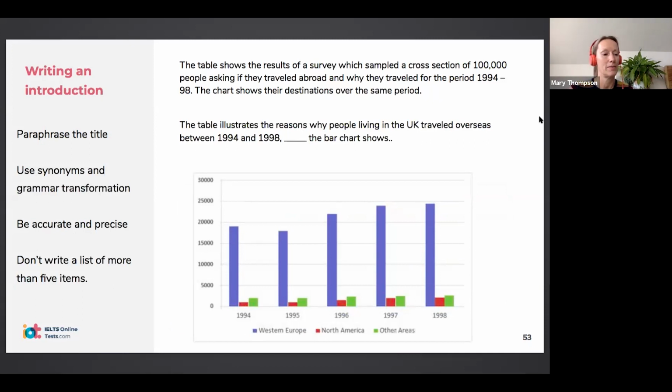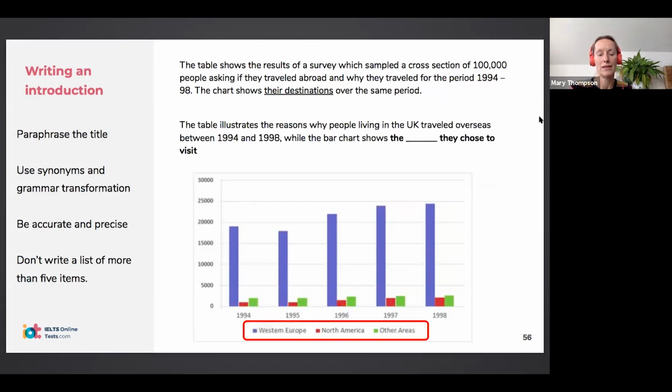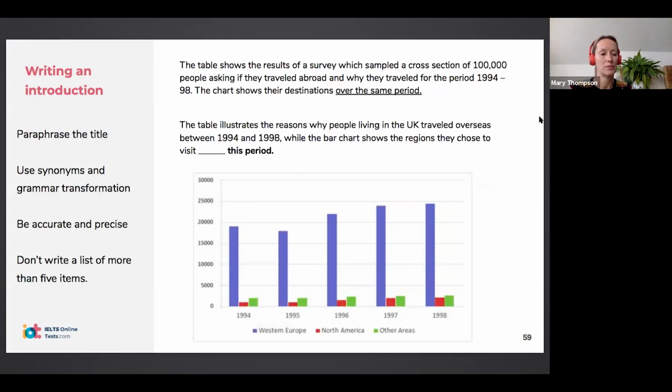So how can you connect that? While, that's, or you could say whereas, that's right. While the bar chart shows. Okay, another way of saying destinations, places, that's right. Or, well, places or regions is fine. The regions they chose to visit. Okay, over the same period, what could you say here? Yeah, that's right, Neo, during this period. So that has exactly the same meaning.